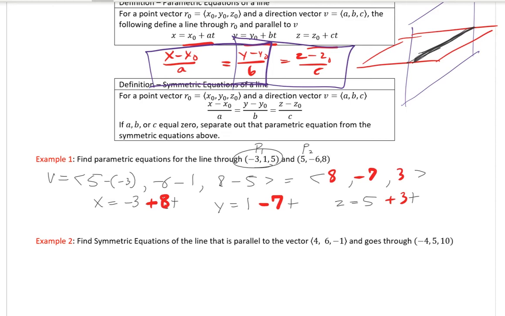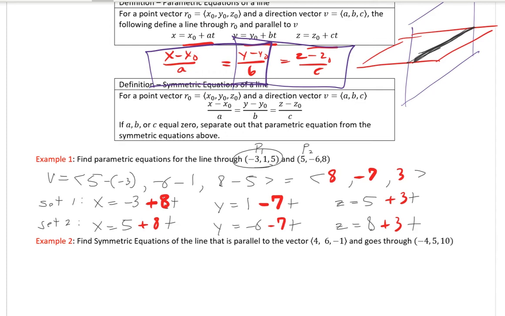However, I could have also used the other initial points. Maybe I used P2 instead. Well, then that would be x equals 5 plus 8t. Then y equals -6 minus 7t. And z equals 8 plus 3t. This would be another set of parametric equations. So I'll say this is set 1 and this is set 2.